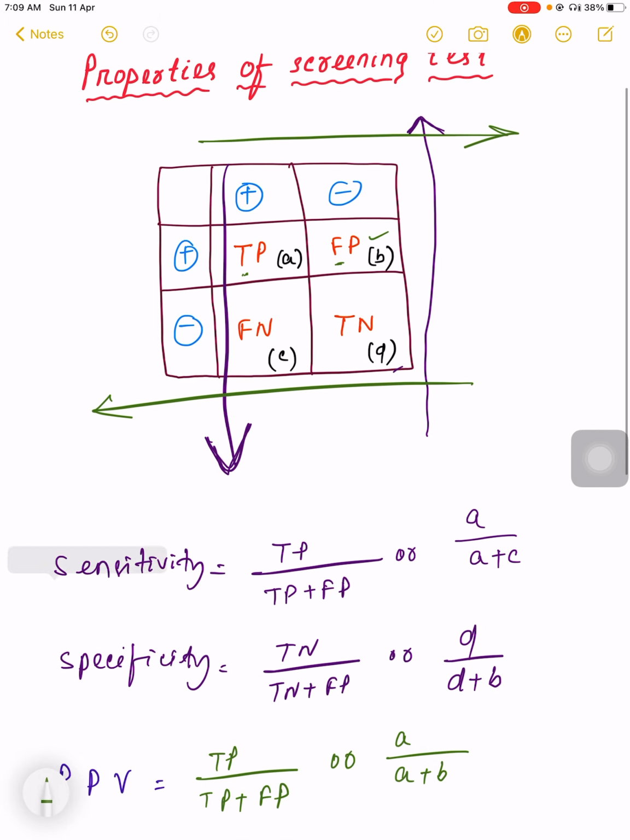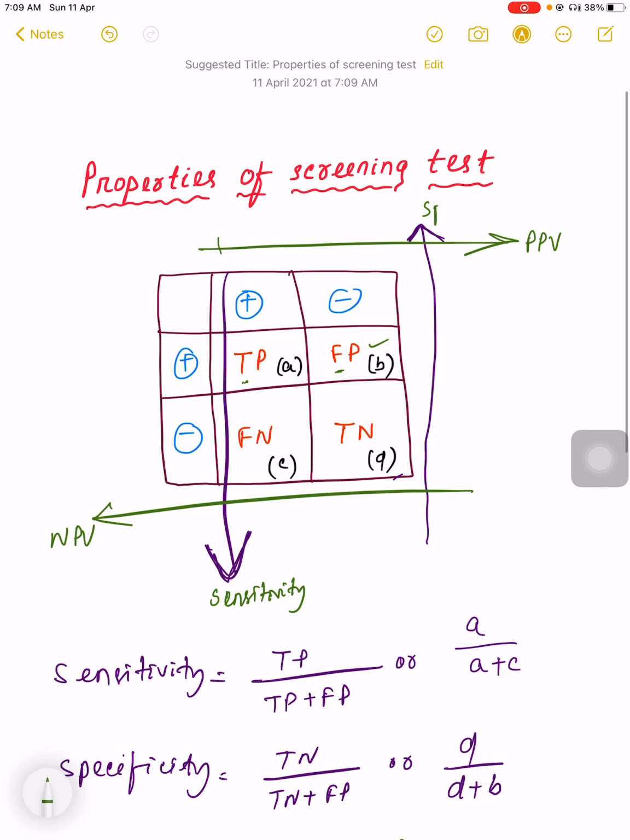So you have to remember that part. This is positive predictive value, this is negative predictive value, and this one is your sensitivity. This one is your specificity, right? If you remember it this way, then you can remember the formula for sensitivity, for specificity, for positive predictive value, for negative predictive value.